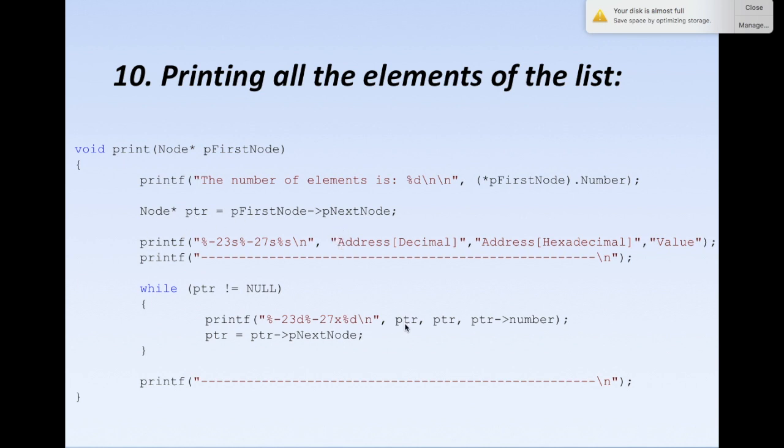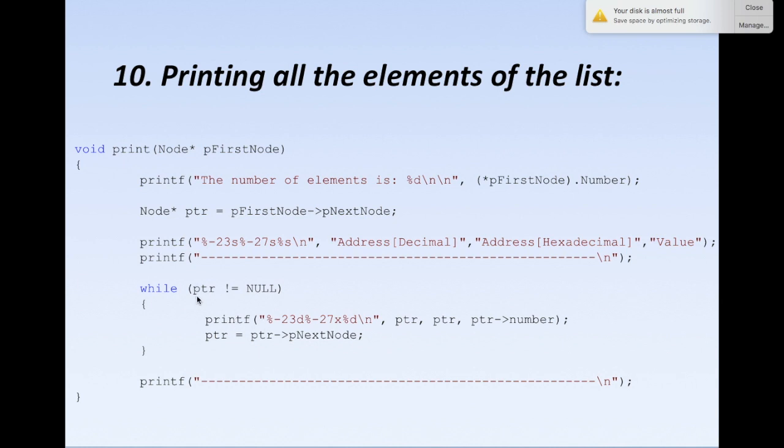If I print ptr in decimal and in hexadecimal, and ptr.number, this will give me the pointer to node 1 and the number in node 1. So this is the same pointer, pointer to node 1, and the number in node 1. Then we go ptr equals ptr.pNextNode to go on. Now we're pointing at node 2, etc.